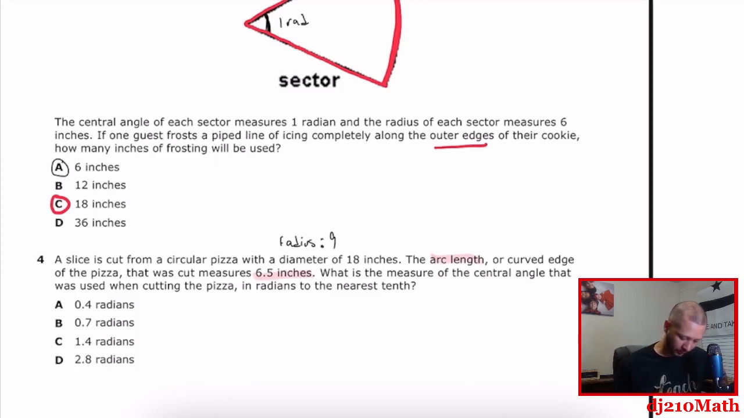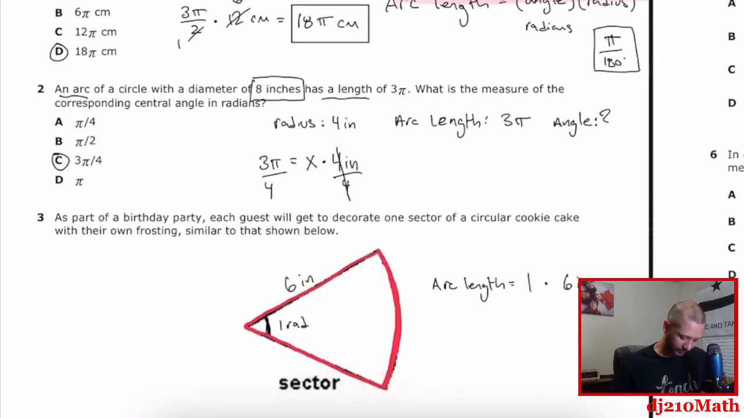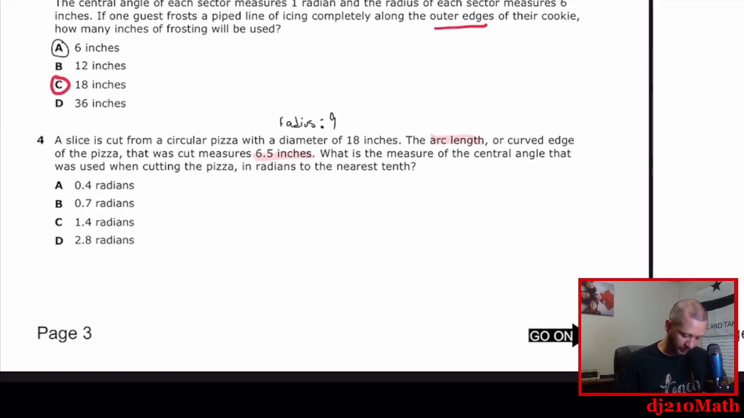Okay, so basically it's that sector piece, like that pizza slice. So here's my pizza slice. They said that the radius is 9 and that the arc length is 6.5 inches.